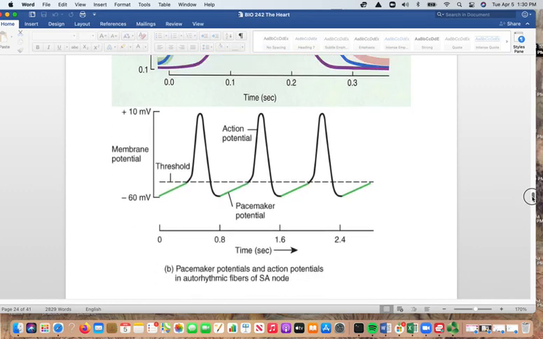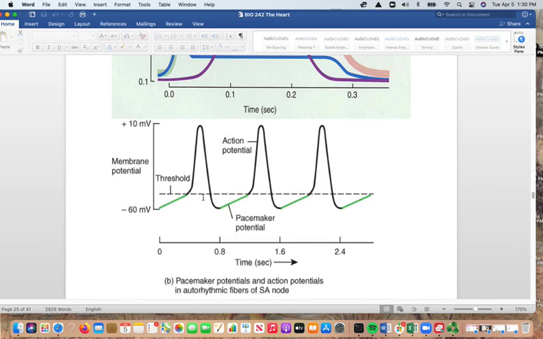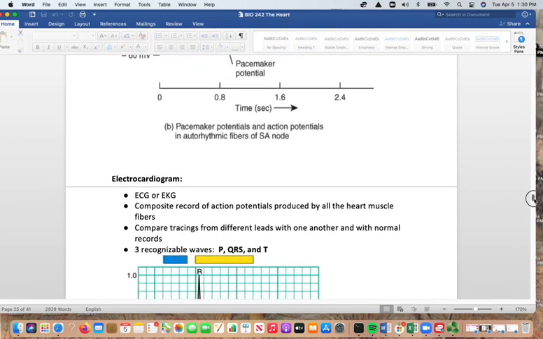So when we look at the pacemaker potential of the SA node, you can see that you've got this period here where you're going to depolarize up to the threshold and then trigger the action potential, and that it repeats itself over and over and over because of the autorhythmicity.